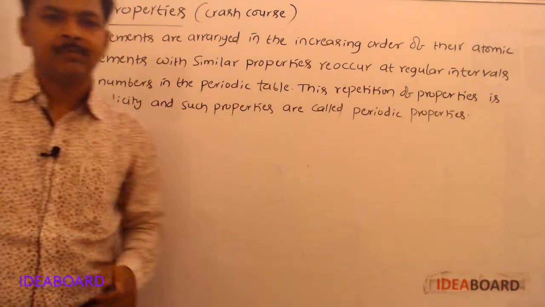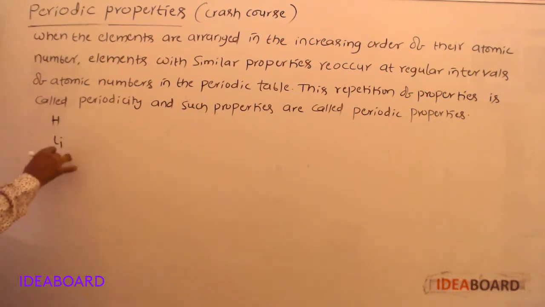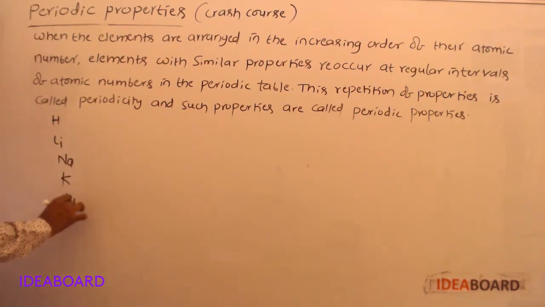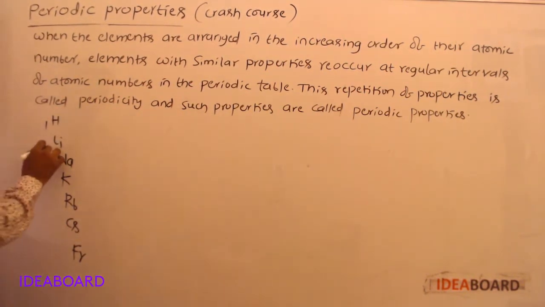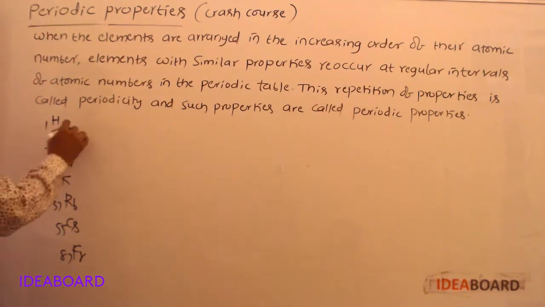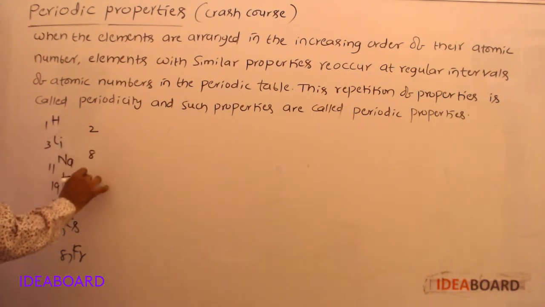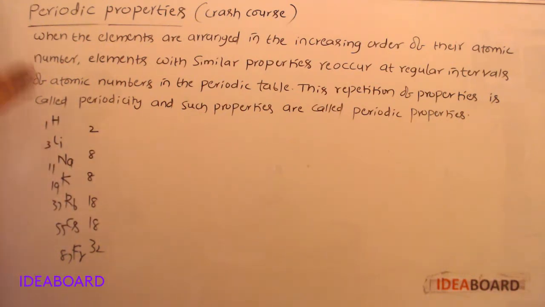For example, if we take first A group elements, hydrogen, lithium, sodium, potassium, rubidium, cesium, francium. These are first A group elements. Their atomic numbers are 1, 3, 11, 19, 37, 55, 87. Here atomic number difference is like this: 2, 8, 8, 18, 18, 32. So between these intervals, properties will repeat. These periodic properties will repeat.